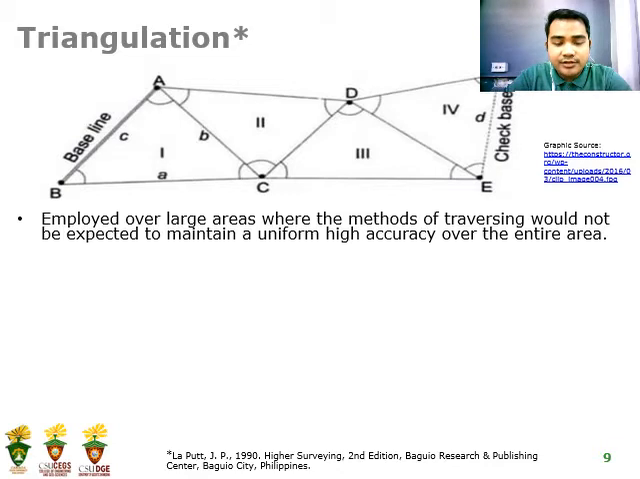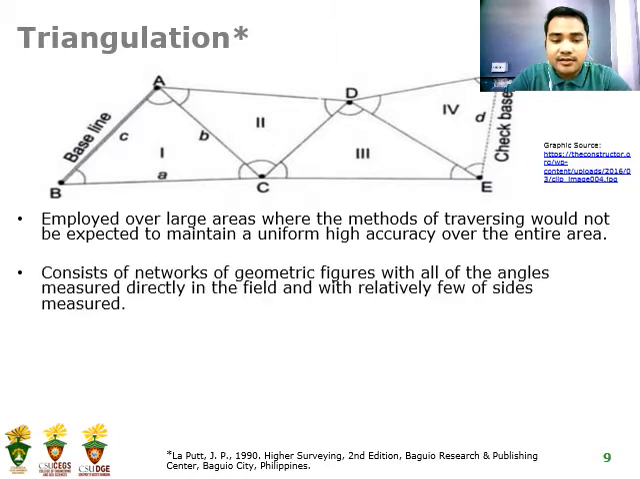In triangulation, it is employed over large areas where the methods of traversing would not be expected to maintain uniform high accuracy over the entire area. So triangulation is being used when the other methods of establishing control networks, such as traversing, are not feasible, because in traversing the distances must be measured or only the materials used are visible, such as, for example, range poles, flaglets, and so on.